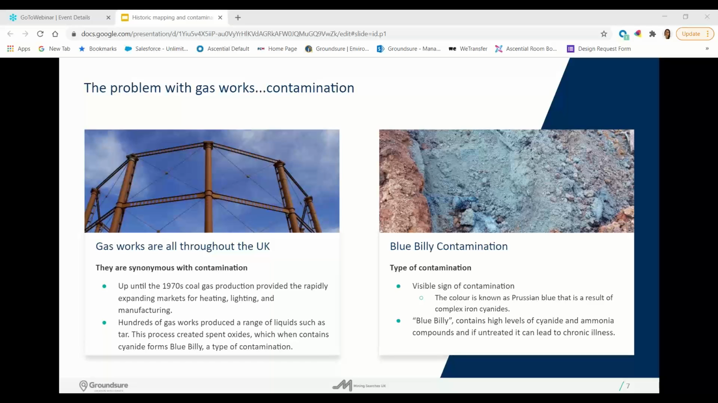Now, our country has had a huge amount of industrial history, and that's why there's a huge amount of legacy contamination. Gasworks are very, very much prone to being linked to blue billy, which is a type of visible contamination. Blue billy was first identified in London in the 19th century, which led to complaints and troubles by early engineers. It was a waste product from early gasworks, which used a wet lime purification process.